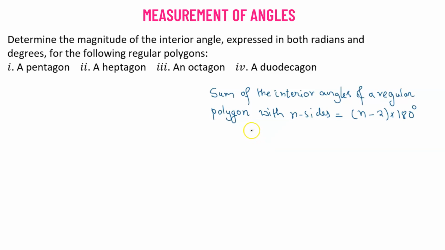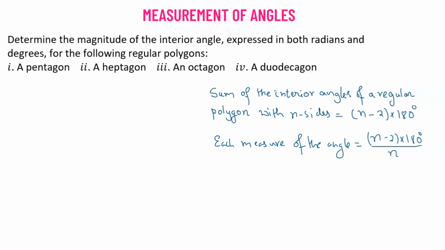Since it's a regular polygon, each angle measure is going to be the same. So each angle measure will be simply given by (n minus 2) times 180 degrees, and we're going to divide by the number of sides. So we're going to use this particular formula.